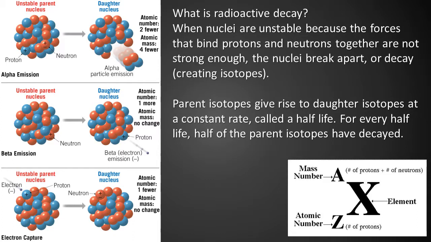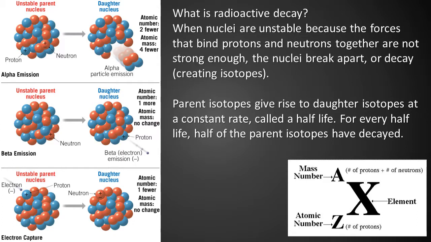Beta emission is a radioactive process in which a proton is converted to a neutron or vice versa. As a result of this transformation, an electron is emitted from the parent isotope. Because the daughter isotope has a different number of protons than the parent isotope, it becomes a different type of element or atom.